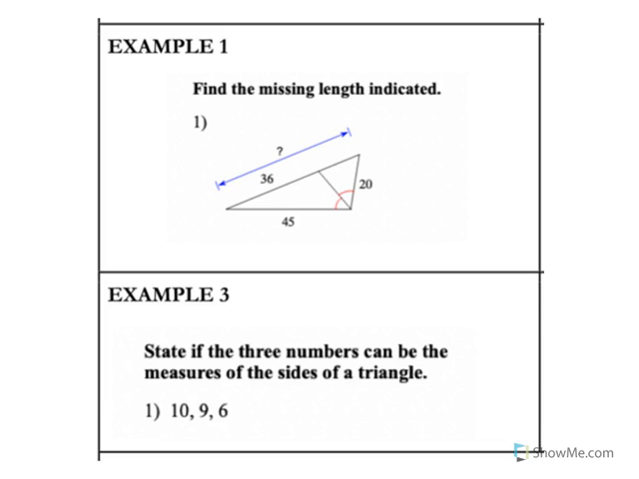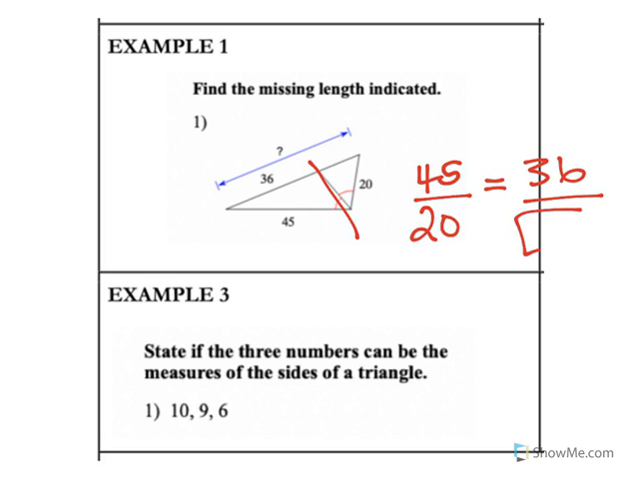Start with example 1. Find the missing length indicated. So we have an angle bisector. We know that that means that 45 over 20 is proportionate to 36 over something. So one way we can do this is to multiply 20 and 36 and then divide that answer by 45.